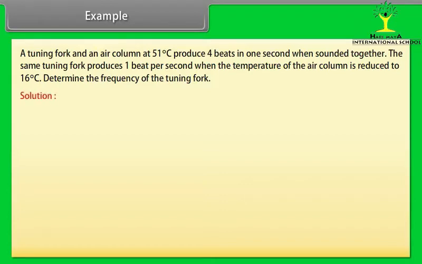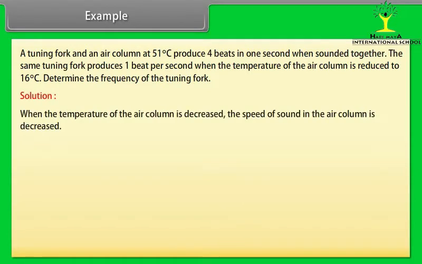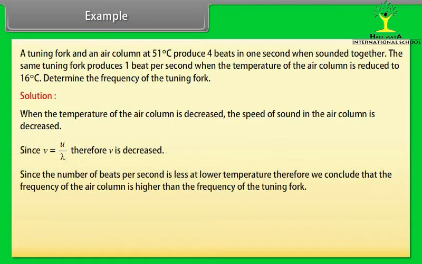Let's see the solution. When the temperature of the air column is decreased, the speed of sound in the air column is decreased. Since v is equal to nu times lambda, therefore nu is decreased. Since the number of beats per second is less at lower temperature, we conclude that the frequency of the air column is higher than the frequency of the tuning fork.